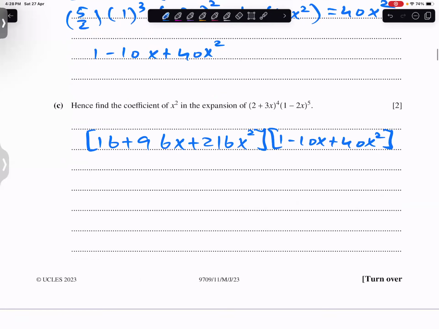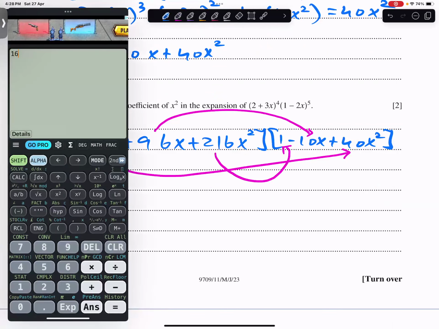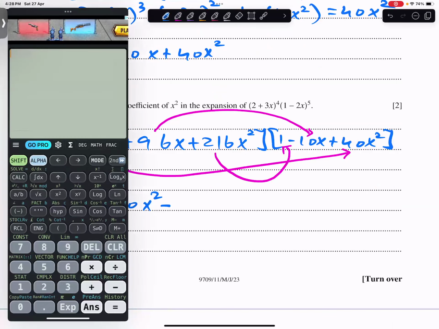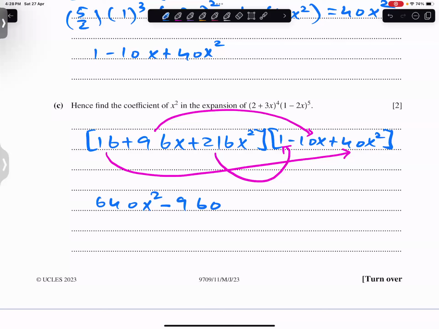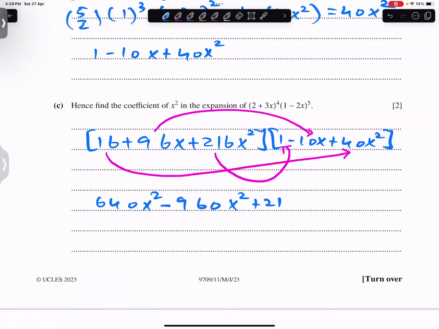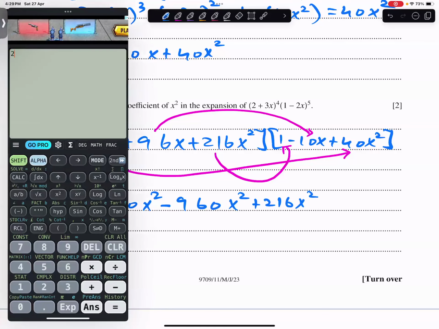Now just multiply and let's see which term will give you x square. So 16 will multiply with 40x square, 96x will multiply with minus 10x, and 216x square will multiply with 1. So 16 times 40 will be 640x square, and then minus 96 with 10, 96 times 10 will be 960x square, and then 216 times 1 will be 216x square.